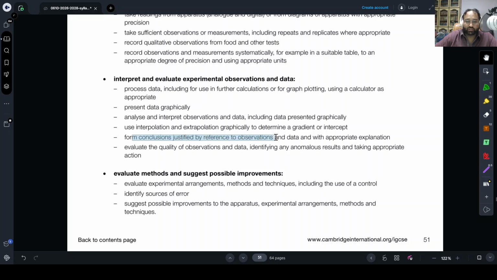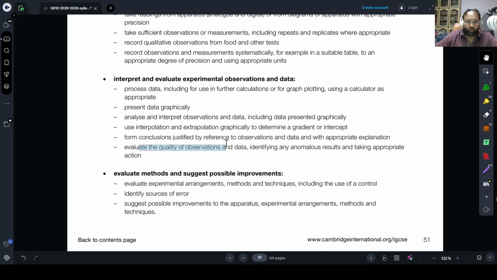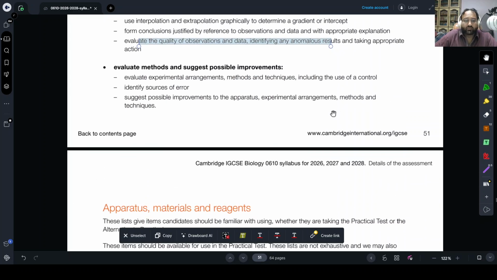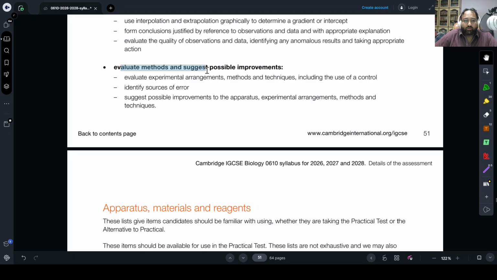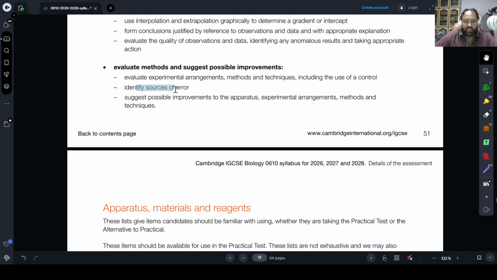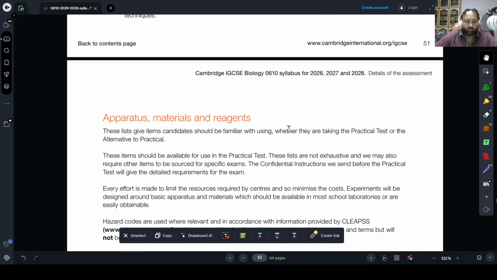Form conclusions justified by your observations, and evaluate the quality of the observation data, right? So is my data reliable? Is it correct? Is there something wrong with it? If there's something wrong with it, then talk about it. Evaluate methods and suggest possible improvements. So evaluate experimental arrangements, methods, techniques, identify sources of error, suggest possible improvements to the apparatus or the experimental arrangement or the technique that was used.